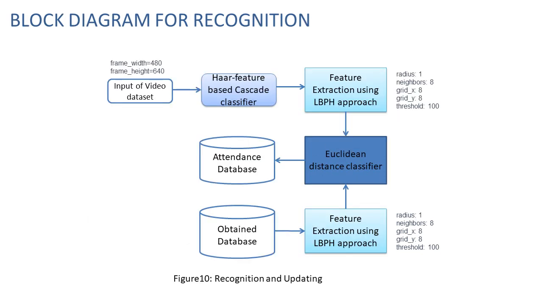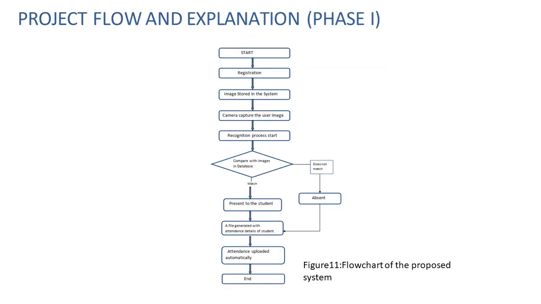After that we calculate the Euclidean distance between them. The lesser the distance, if it satisfies a threshold, it will be marked in the attendance database.